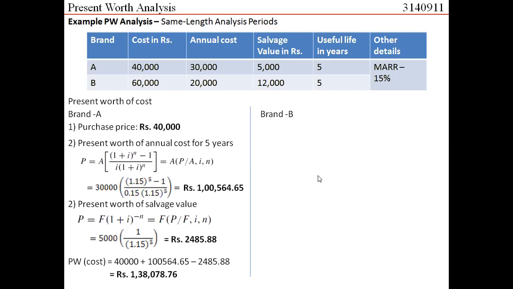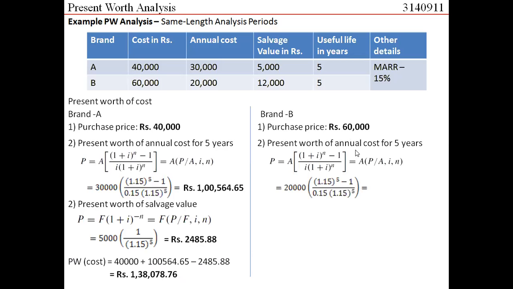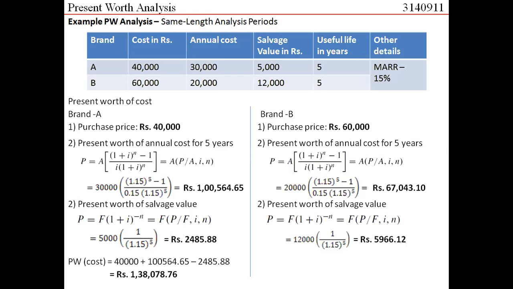Right? Now let us try to calculate the same thing for brand B. For brand B, my purchase value is 60,000. For my present worth of annual cost for the next 5 years, I would use the same relation, but instead of 30,000, I have 20,000. This would result in some amount close to 67,000. And if I try to calculate the present worth of salvage value, I use again the same relation as what I did here. But here I had 5,000 of salvage value, and here I have 12,000 of salvage value. So this is the amount that I would get. If I add these two and subtract this from it, I would result in this amount.